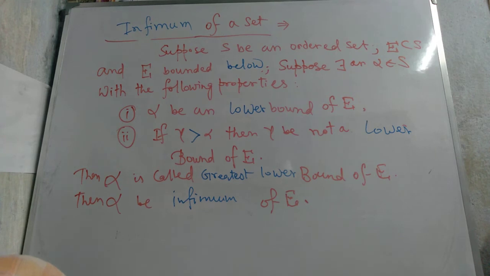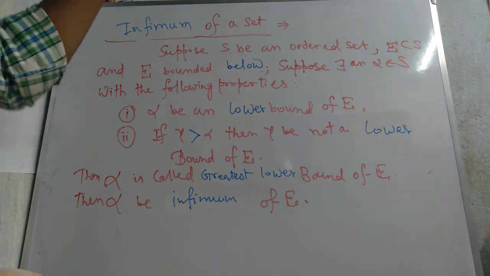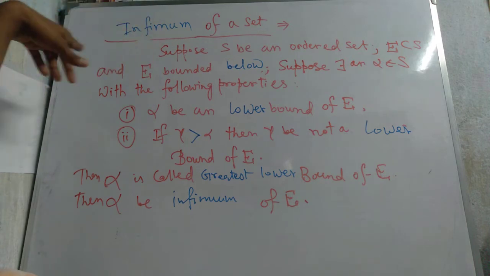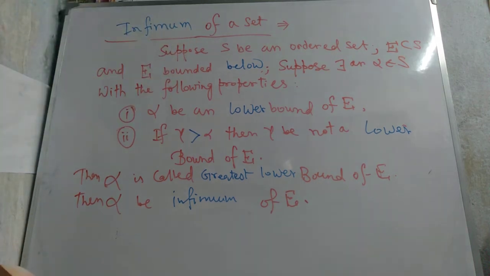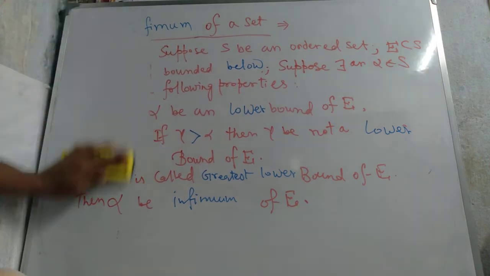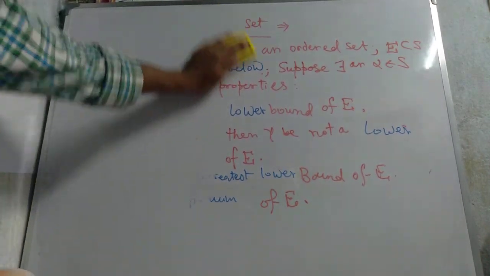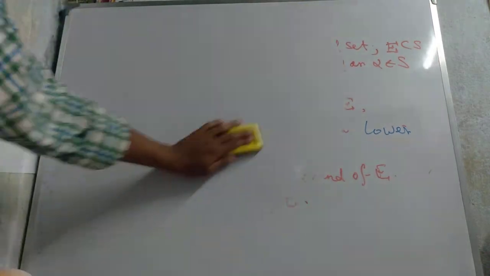Next we do this problem and also give one example. We also read this one. Infimum of a set: suppose S is an ordered set, E a subset of S, and E is bounded below. Suppose alpha belonging to S has the following properties: alpha is a lower bound of E, and if gamma is greater than alpha, then gamma is not a lower bound of E. Then alpha is called the greatest lower bound of E, and alpha is the infimum of E. Now we erase this portion and go on to discuss some familiar examples of sets that have a supremum or infimum.